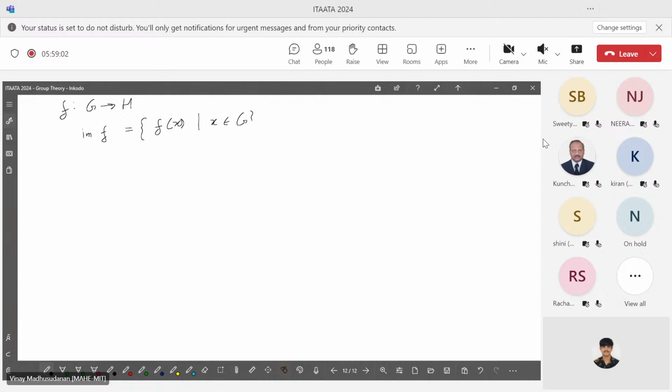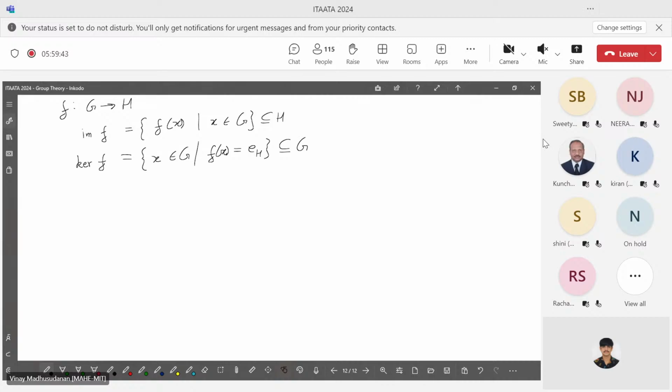The other one is slightly more correct notation, but this is also fine. Well understood, there is no argument. And what is the kernel? Kernel of f is the set of all elements x of G such that f of x is equal to the identity, e of H. Again, we can just write e because it's understood. So this is a subset of what? G.